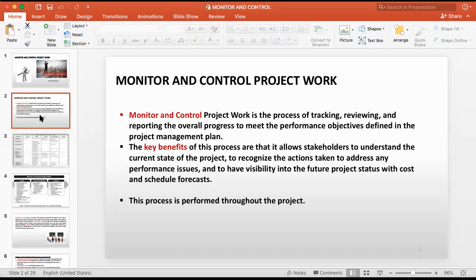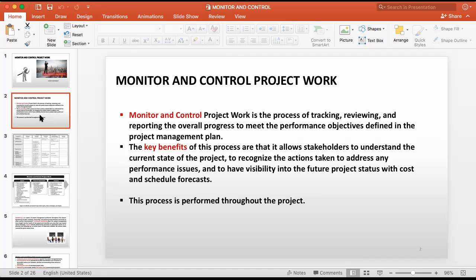When you are monitoring, sometimes you will find that there are some changes to be made, so you carry out the control process. If there are changes, you put in the change request and forward it to the change control process. You check the output and incorporate the changes. Like that, you do this controlling part also. So the monitoring and control process is tracking, reviewing, and reporting the overall progress to meet the performance objectives. That means you have to achieve your objectives.